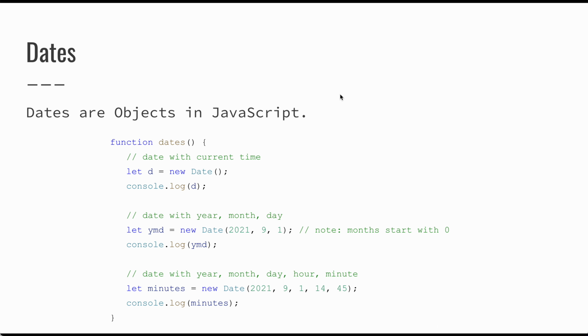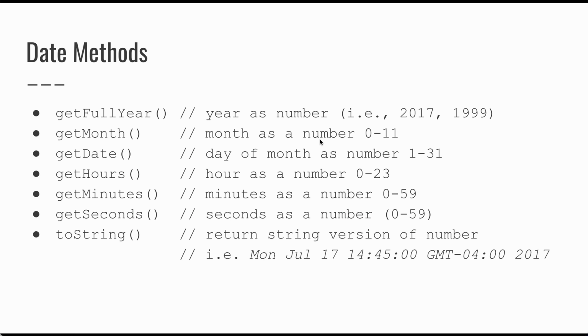But you can instantiate these. In JavaScript, you can instantiate dates with nothing. You can instantiate with year, month, day, and you can also instantiate with hours, minutes. You can continue to add those values so that you can define more and more precise dates.